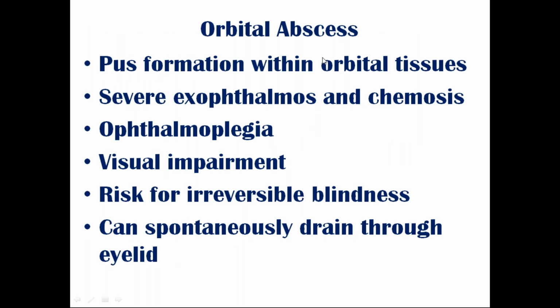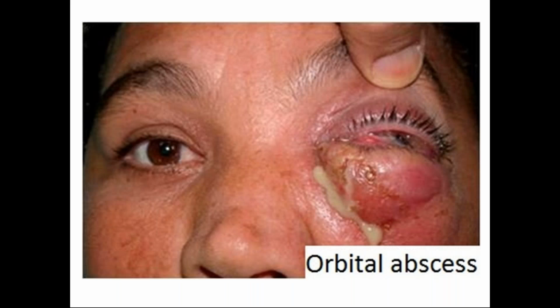Coming to the orbital abscess, there is pus formation within the orbital tissues, and there will be severe exophthalmos and chemosis, ophthalmoplegia, and visual impairment. There will be risk for irreversible blindness because of damage to the orbital contents, and it can spontaneously drain through the eyelids. You can see the picture here. It is the orbital abscess. There is edema of the eyelids and chemosis, and there is exophthalmos, and because of the involvement of the orbital contents, there will be decreased vision and it can lead to permanent visual loss.